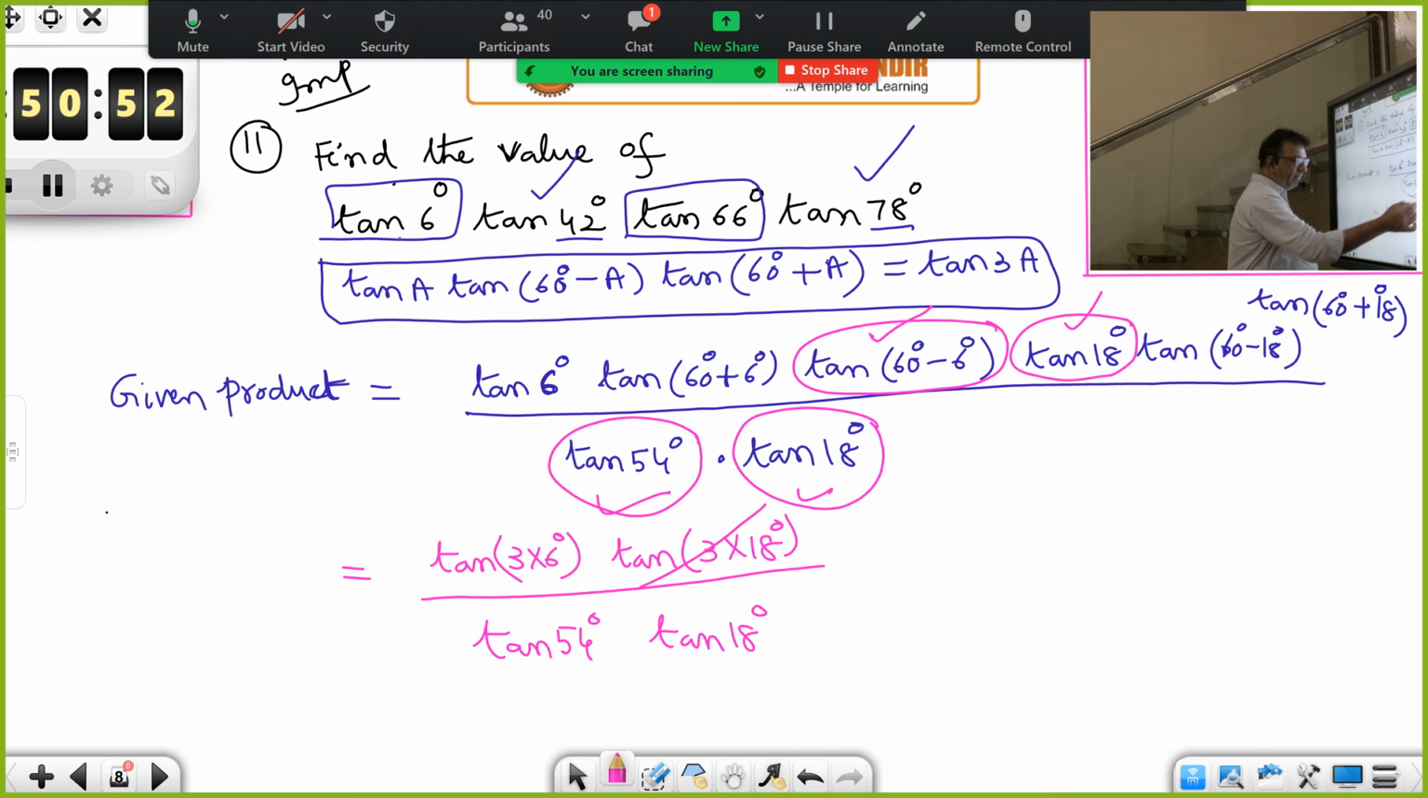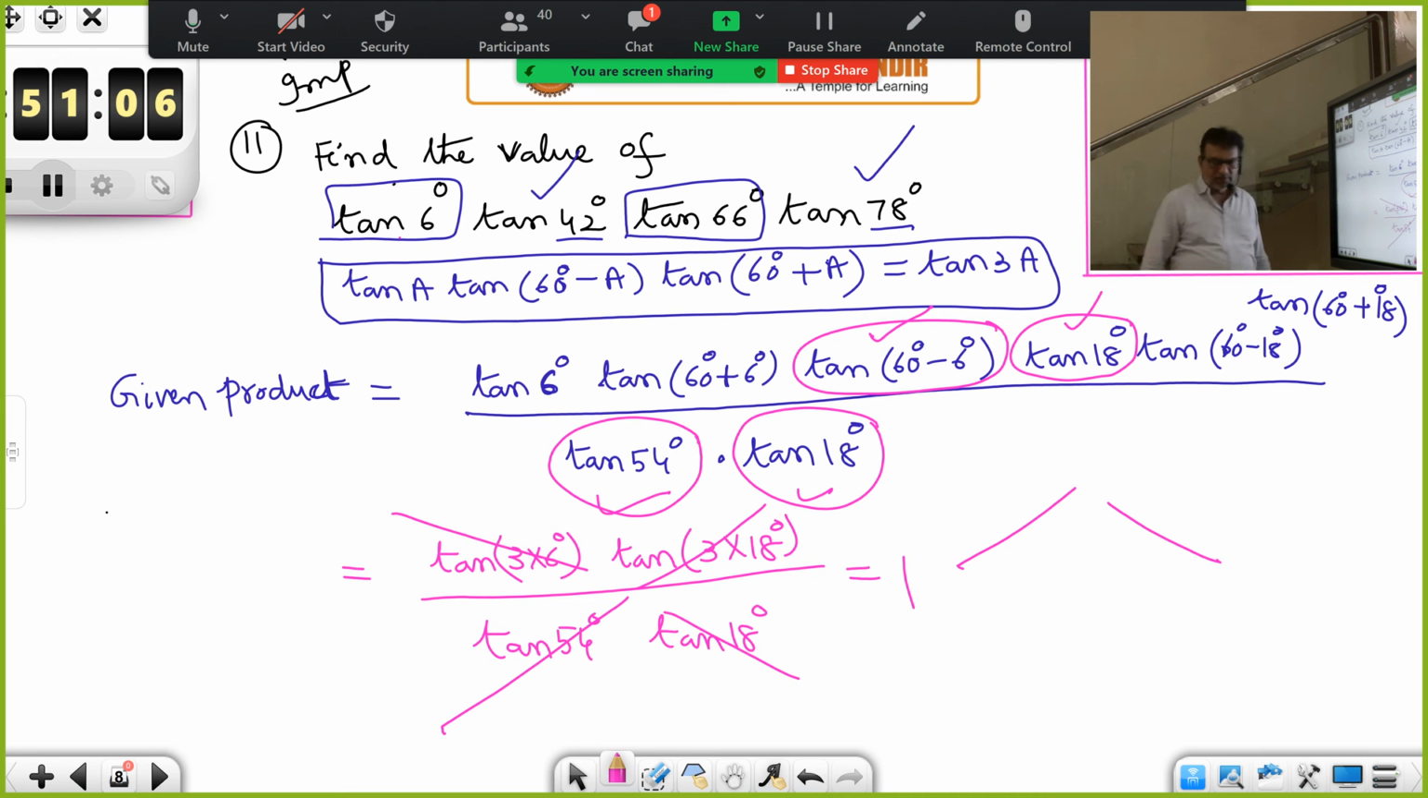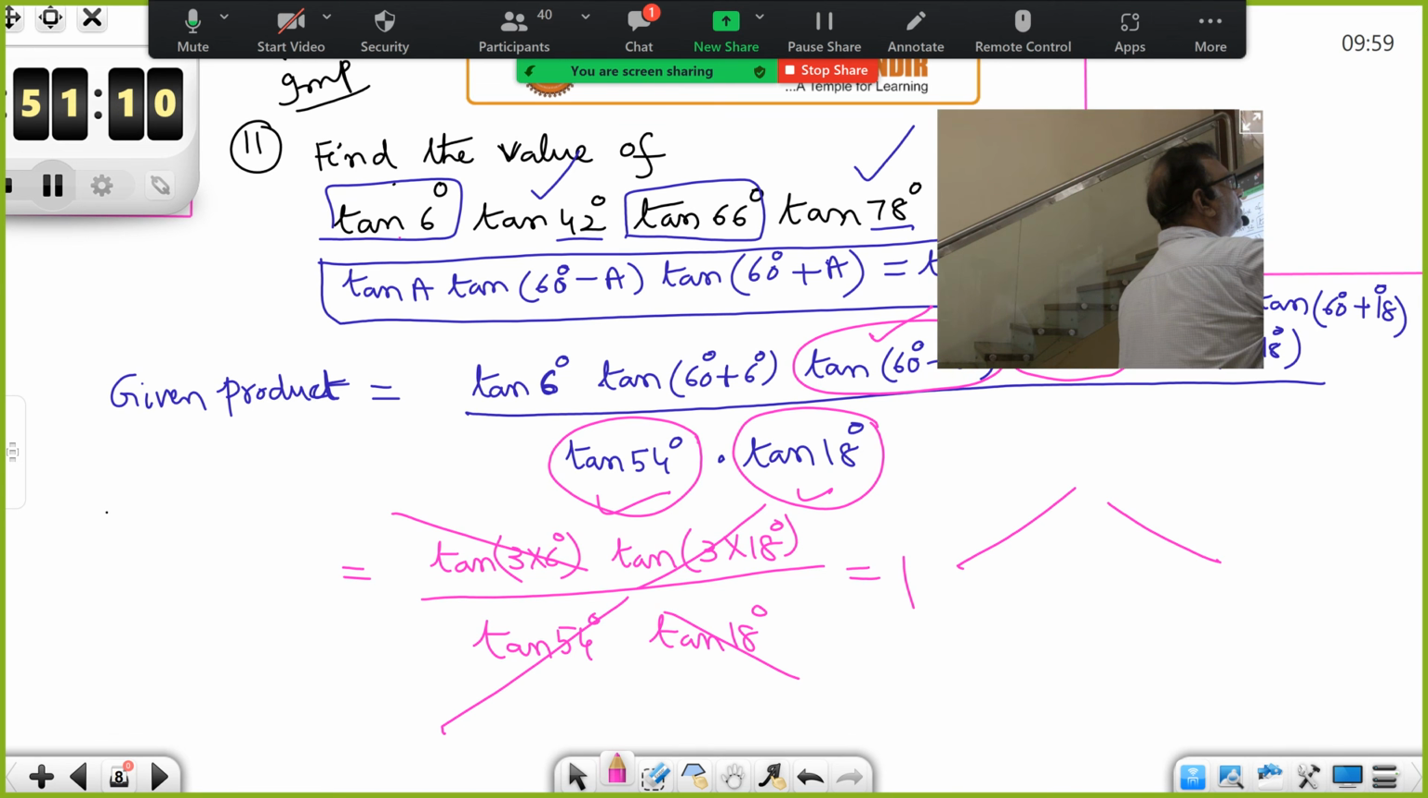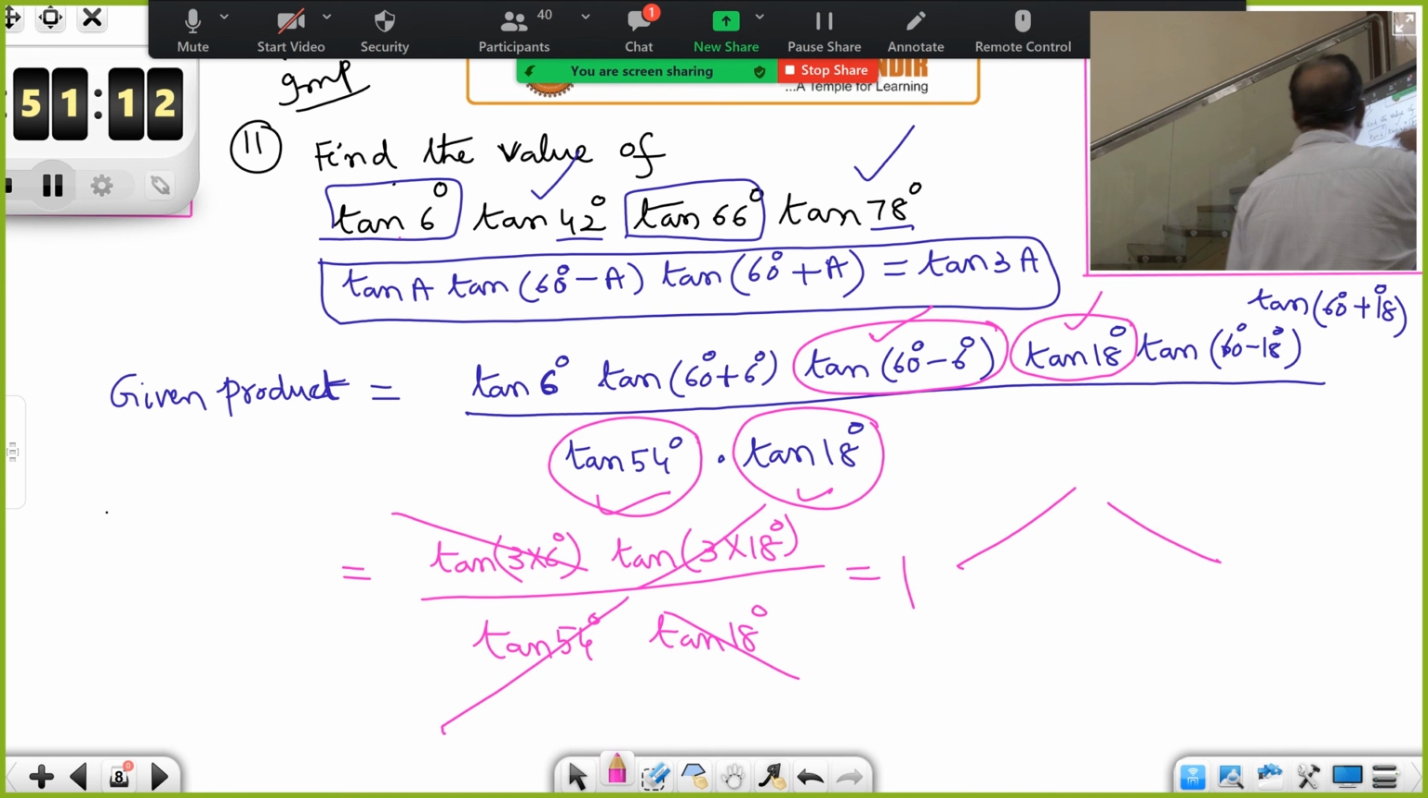Because tan 54, they will cancel out like this. Tan 18, you have to cancel it in another way. One cancellation like this, one cancellation like that. Okay. So anyhow they will cancel out and the answer is 1. So is it not a good problem? Yes, sir. This is a very good problem. Okay.